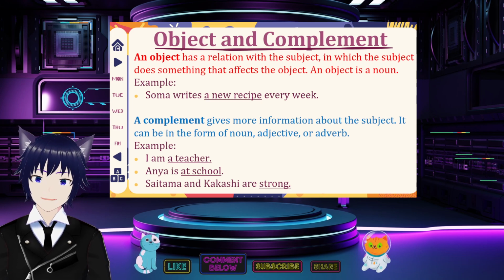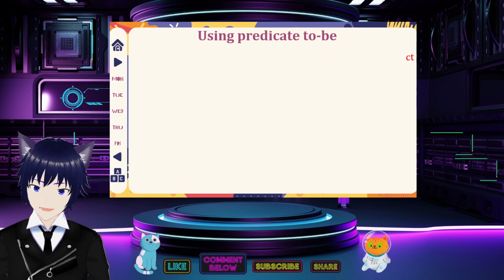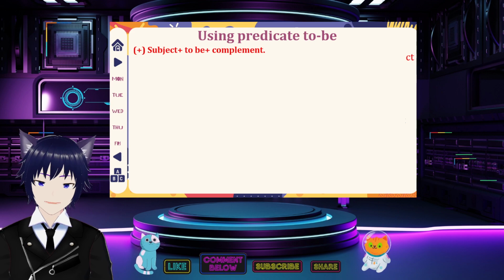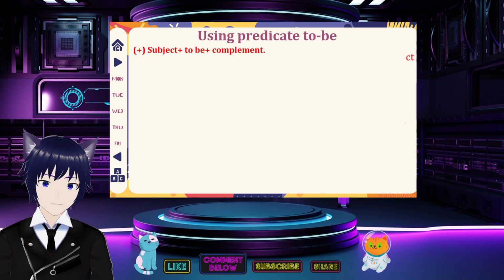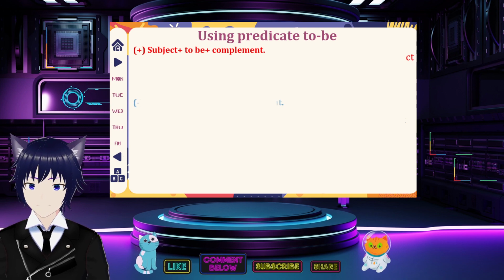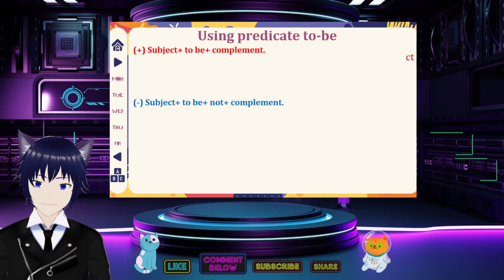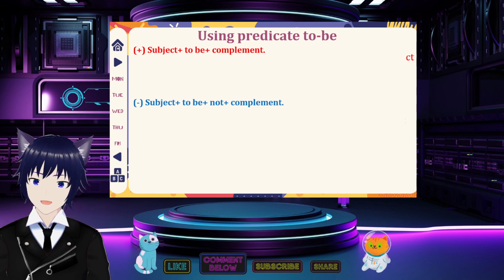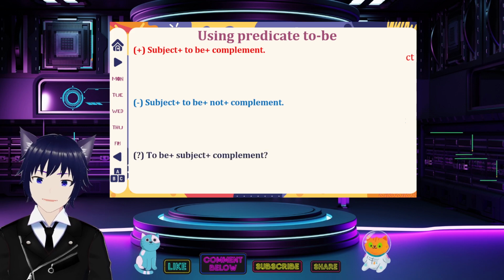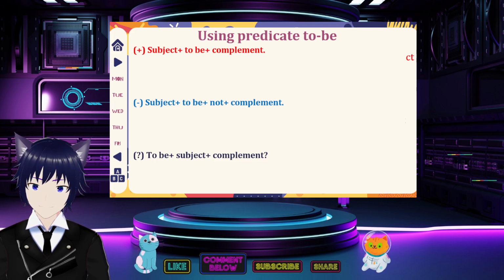So there are two kinds of simple present tense. The first one is using predicate to be. The structure is, for the positive one, we have subject plus to be plus complement. For the negative one, we have subject plus to be plus not plus complement. And for the question, we have to be plus subject plus complement.